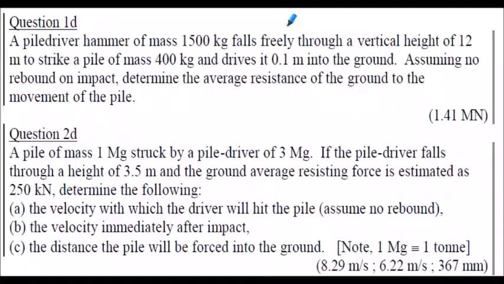I'll leave you with these 2 questions. Question 1D is very similar to the previous exercise. You need to determine the average resistance of the ground to the movement of the pile. And question 2D is similar, but it wants you to ultimately find the distance the pile will be forced in the ground, because in this case you're given the ground average resisting force in the question. Answers are shown in the brackets for your reference.